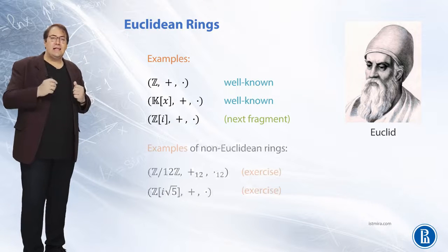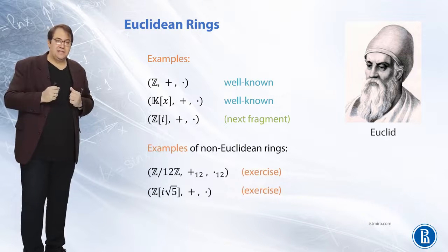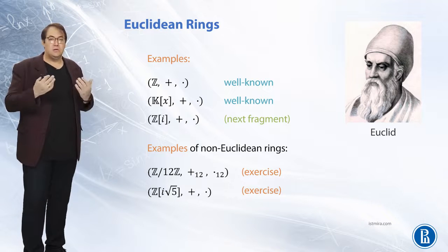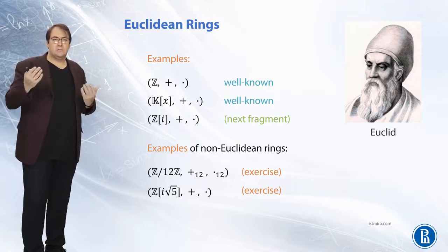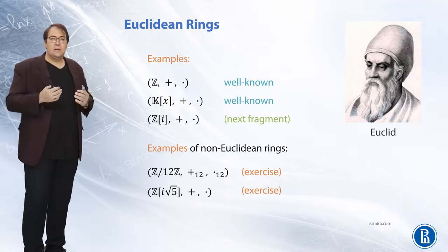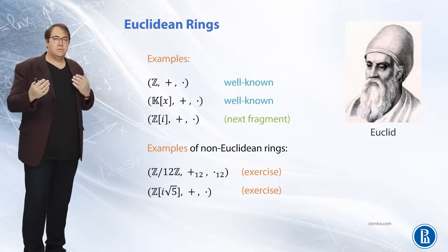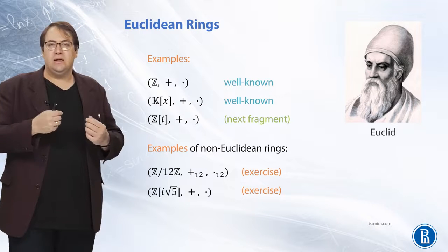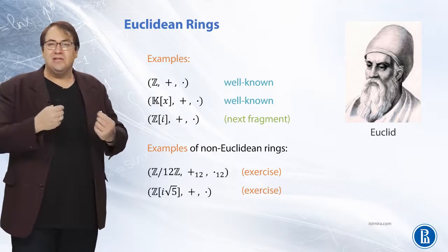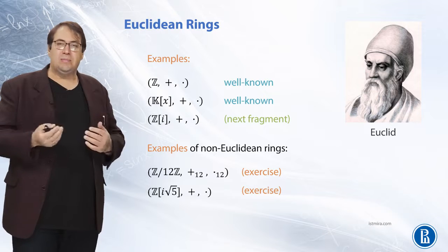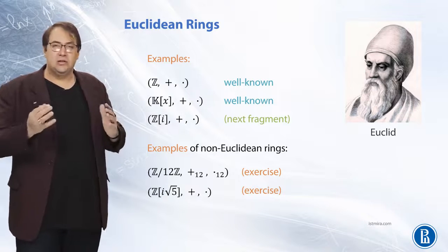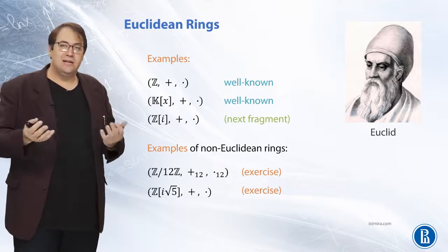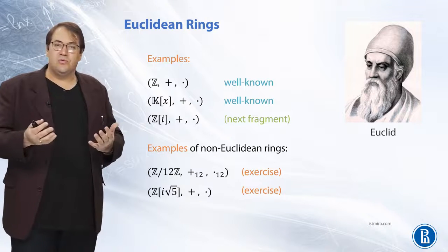And here you go, several examples of non-Euclidean rings. Well, for instance, the ring of remainders modulo 12, remainders when divided by 12, with arithmetic also modulo 12, which means that if we add two remainders, then we need to get the remainder of this sum, and the same with multiplication. I believe that this is also a well-known ring. However, it is not Euclidean, and it is an exercise for you to prove this.